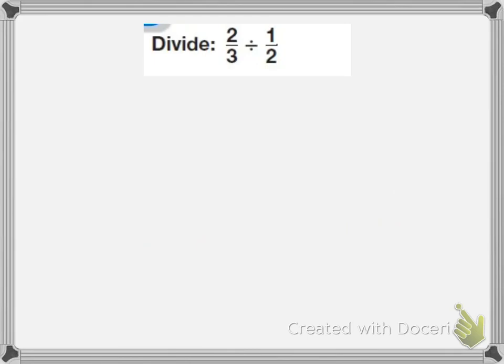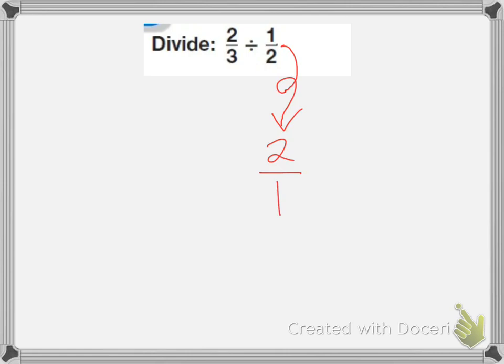This one asks me to divide 2/3 divided by 1/2. So I just switched the two numbers around. Again, I'm going to take the second number and I'm going to figure out how many 1/2s are in 1. And I do that by switching the numerator and denominator. So my new number will be 2/1.